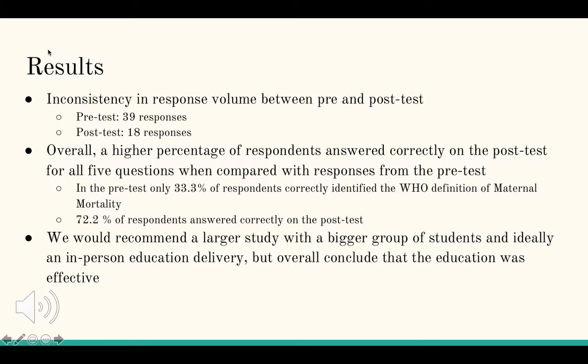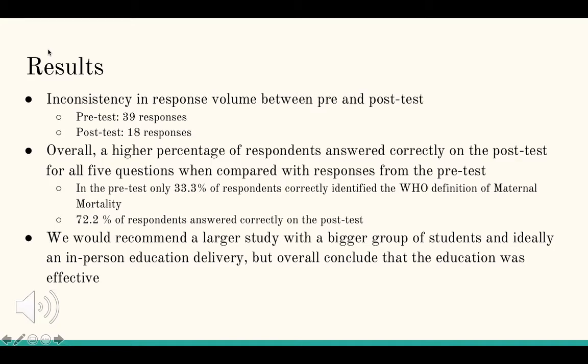Unfortunately, we had some inconsistencies in responses between the 2 tests, and only had 18 responses to our post-test, even though there were 39 responses on the pre-test. Despite this inconsistency, a higher percentage of respondents answered correctly on the post-test than on the pre-test for all 5 questions. One question we wanted to highlight was the question on the WHO definition of maternal mortality. On the pre-test, only 33.3% of respondents answered correctly, but 72.2% answered correctly on the post-test.